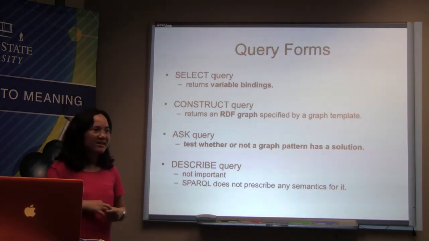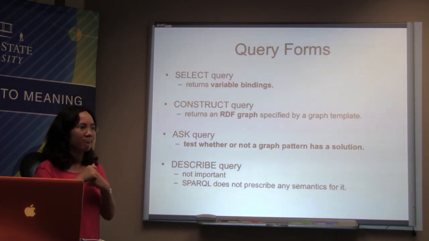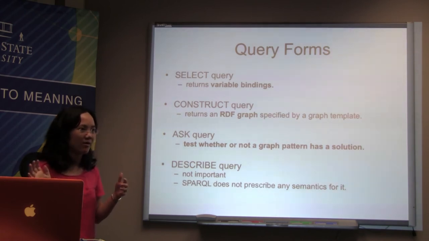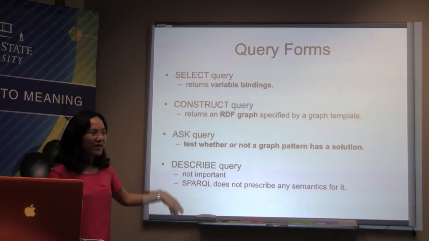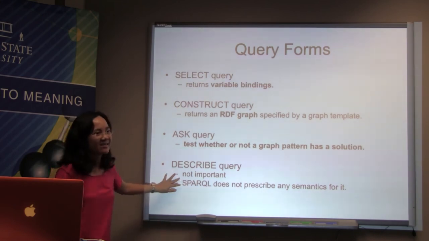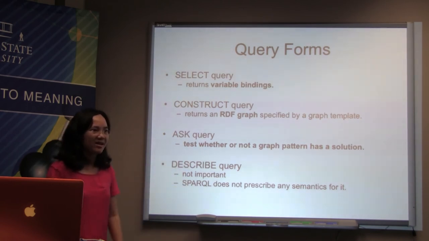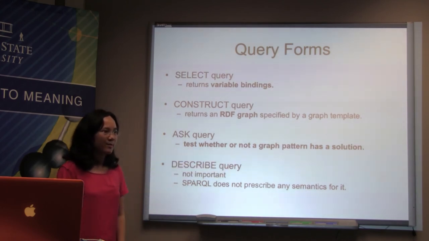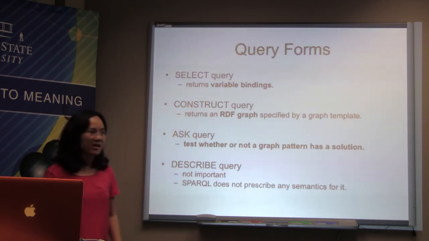The last one is the describe queries. So you know a URI, right? And you want to say, give me all the information related to that URI or resource. You use this describe query. Some say this query is not important because SPARQL doesn't have semantics for that. Simply, you just say describe and then the resource. But if you want to use it in your application, you can use it. Otherwise, you can ignore it.